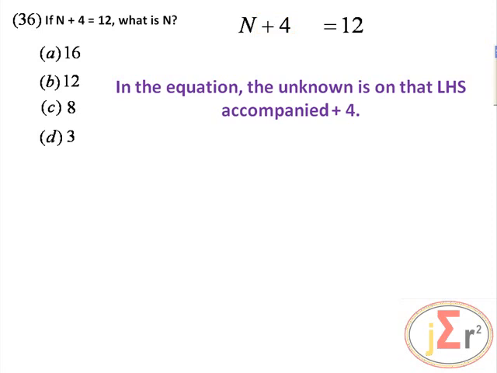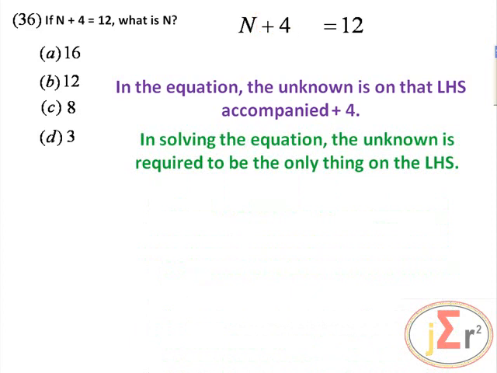So in that equation, n is accompanied by positive or plus 4 on that left hand side. In order to solve the equation, we need to just have n alone on that left hand side. So we have to take the necessary steps in order that when we are through, n will be the only thing on that left hand side, and not only that, but the steps that we take are actually legitimate.